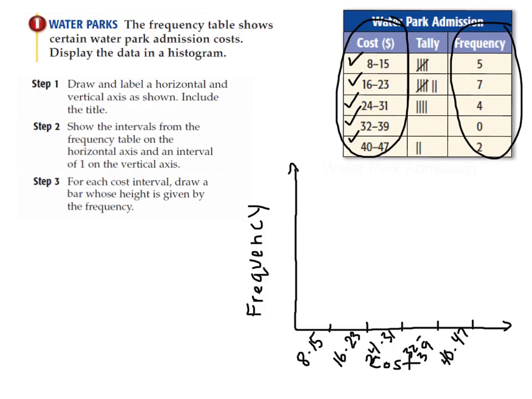Now, for the frequency side, on the y-axis, we have to take a look at our numbers here. So they range from 0 all the way up to 7. So we need to make sure that we include everything from 0 up to 7. Now, 0 is going to be right here down at the bottom. And then let's just count by ones.